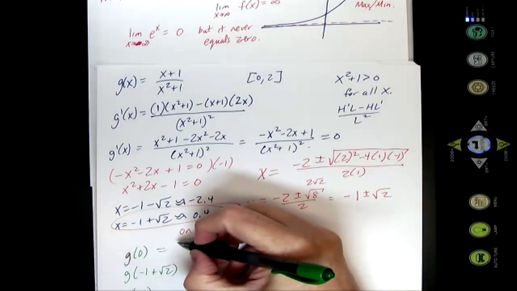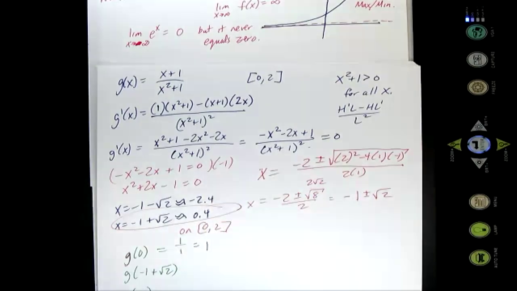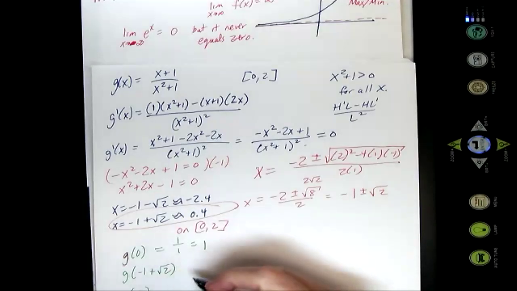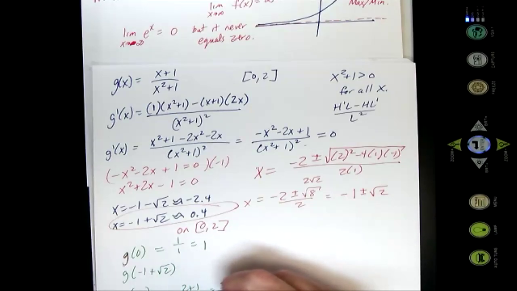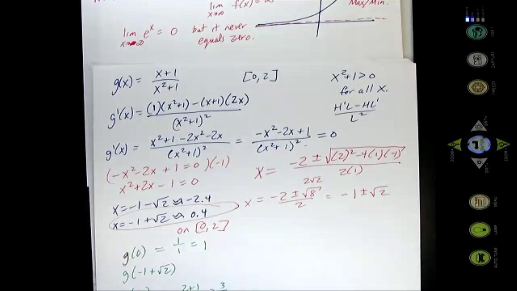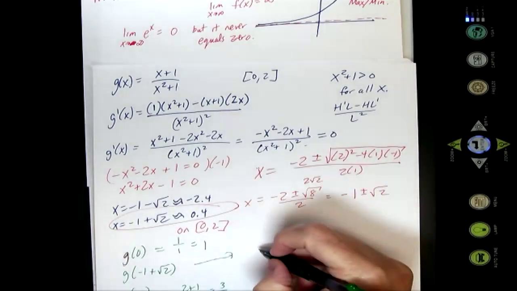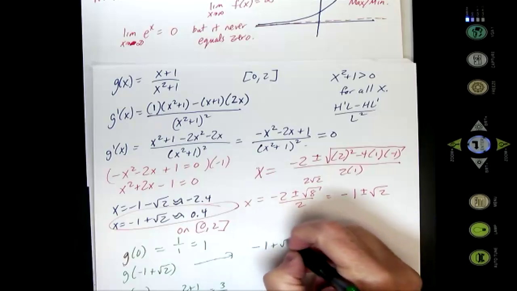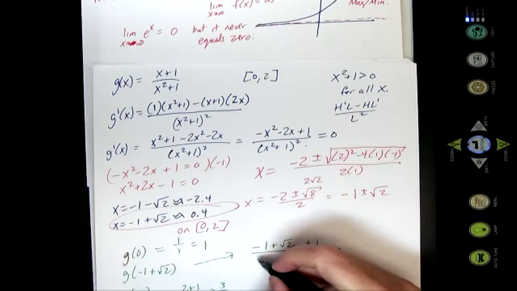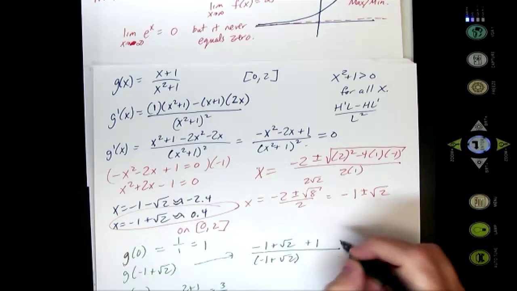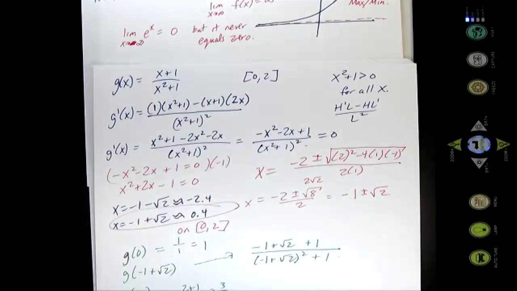G of 0 is 1 over 1, which is 1. G of 2 is 2 plus 1 over 2 squared plus 1, which is 3/5. This one's gonna be ugly. Negative 1 plus square root of 2 plus 1, over negative 1 plus square root of 2 squared plus 1.